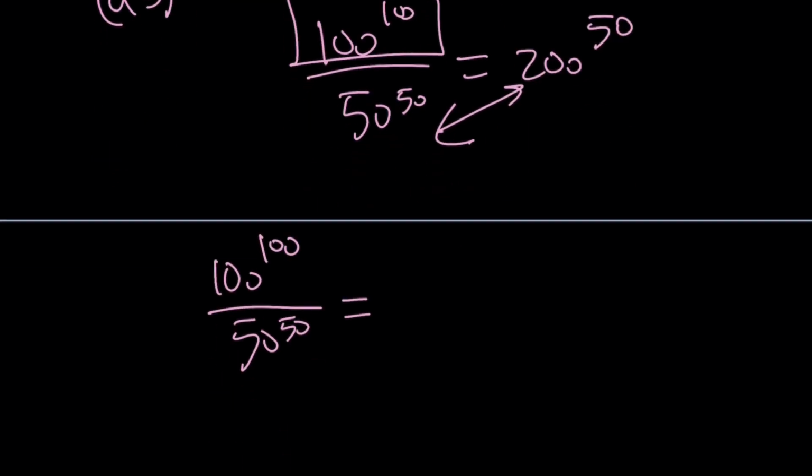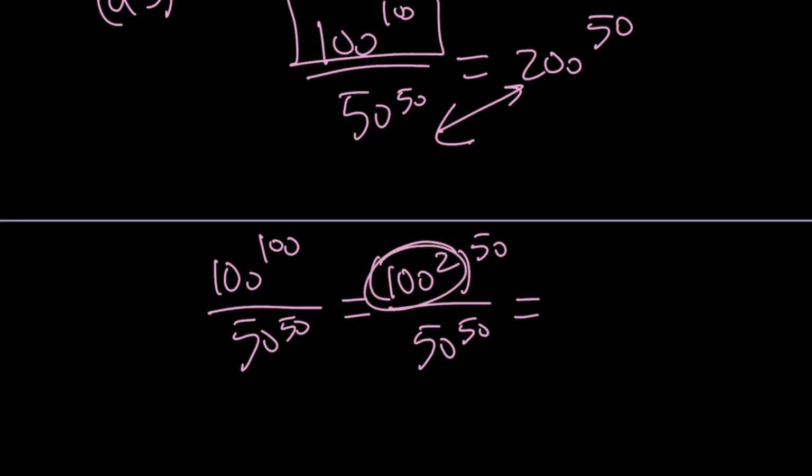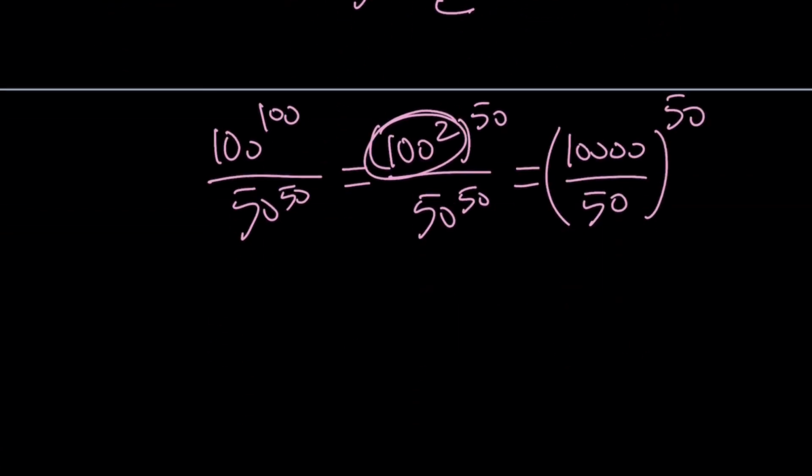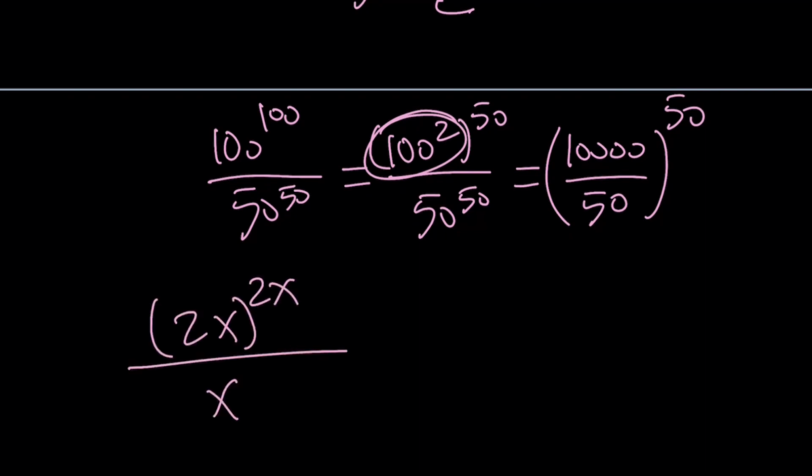100 to the power 100 can be written as 100 squared to the power 50 divided by 50 to the power 50, and then this becomes 10,000 divided by 50, raised to the power 50, and you get the same result as this one. You could also approach this problem as 2x to the power 2x divided by x to the power x and simplify it in different ways.